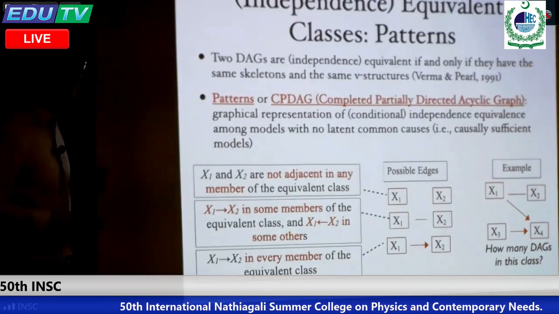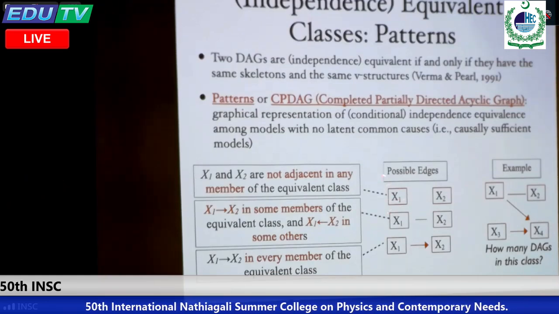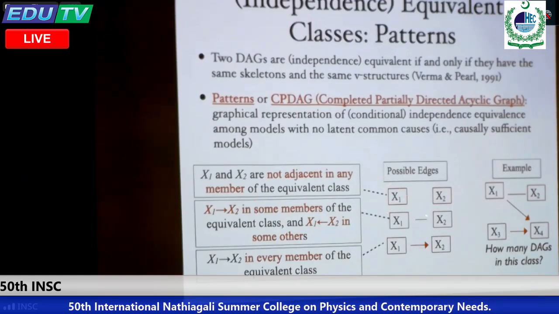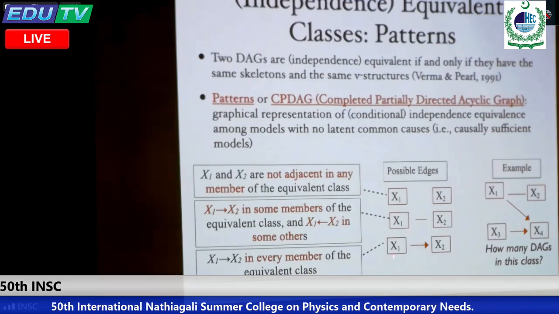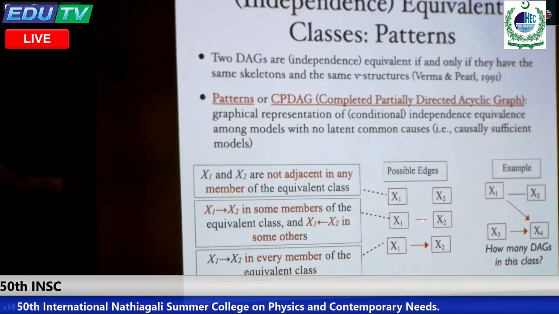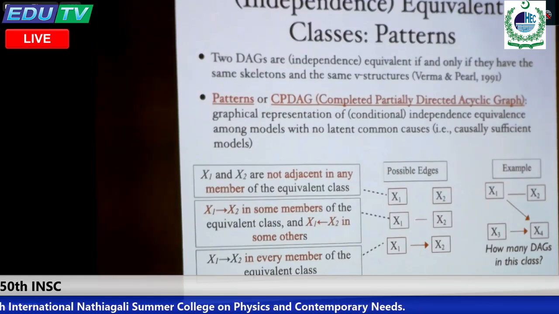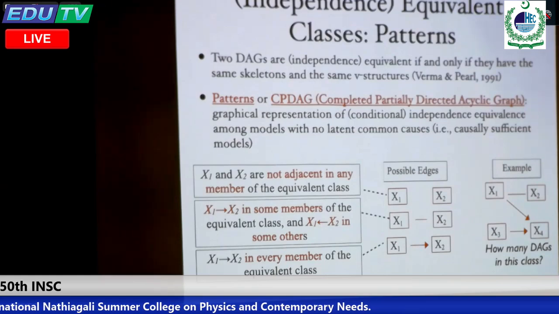As you can see from here, there are three types of possible links: no link in between, undirected link in between, directed link in between. So here, I know the direction. Here, I don't know. In some solutions, x1 causes x2. In some other solutions, x2 causes x1. As a consequence, I don't know the direction. I don't give the information.